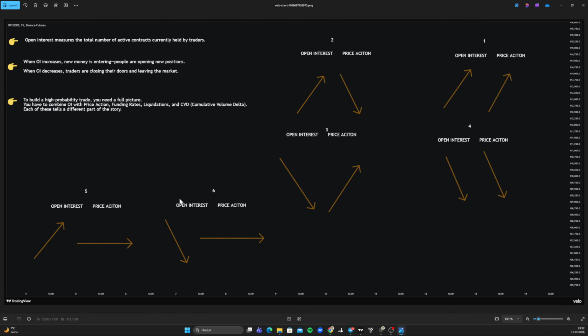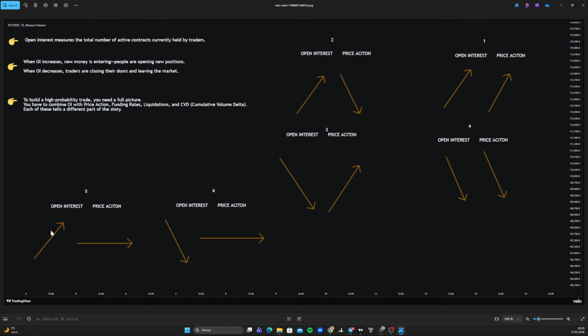There are two more, number 5 and number 6. Number 5 is similar to the above, where the price action is going sideways. This is a very often important setup to watch: when the price is stuck in a range but open interest is building aggressively.